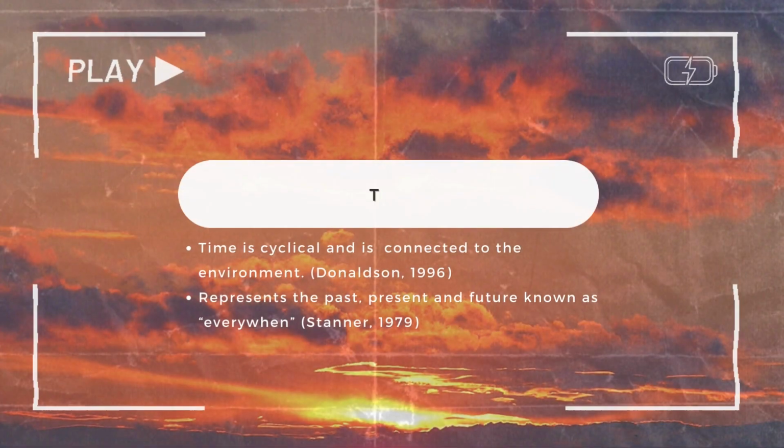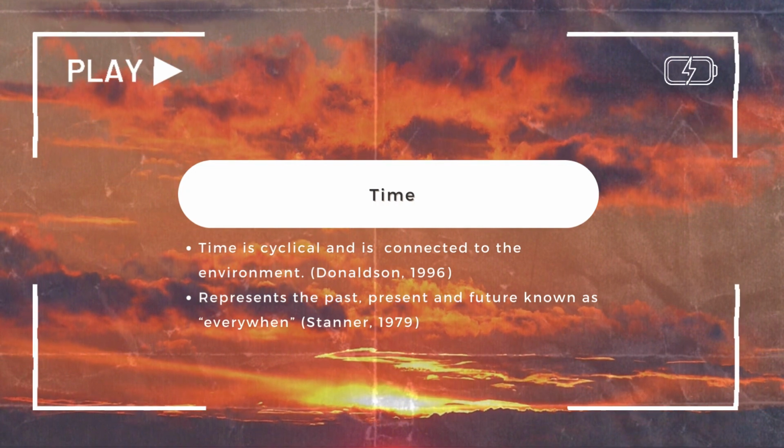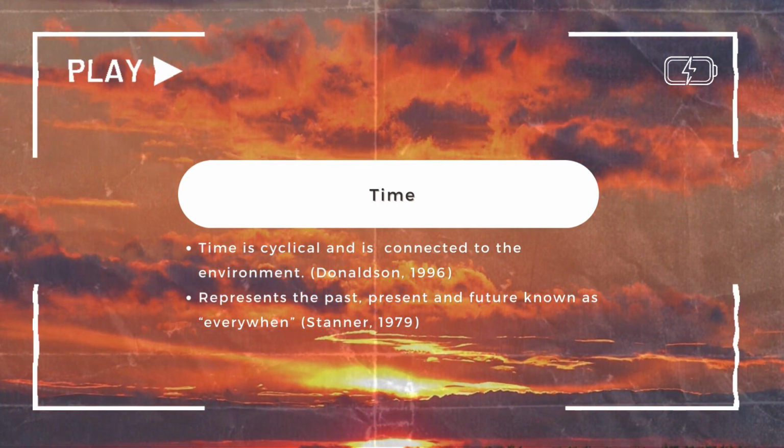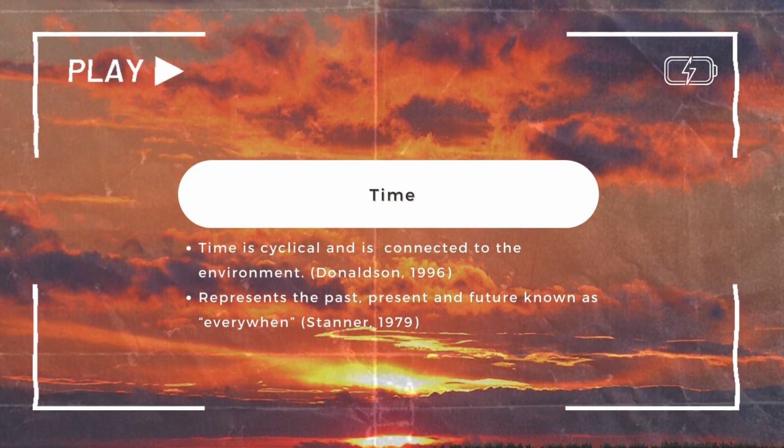Aboriginal and Torres Strait Islander peoples used the earth and their knowledge of its cycles to determine and measure the time. Time was and is more complex than looking at a wall clock or having a calendar. It represents the past, present and future, known as every when. Aboriginal and Torres Strait Islanders utilise their geometric knowledge and calculations to determine the position of the sun, the moon and the stars in order to tell the time and the change of the seasons. Their time was cyclical and was very connected to the environment around them.